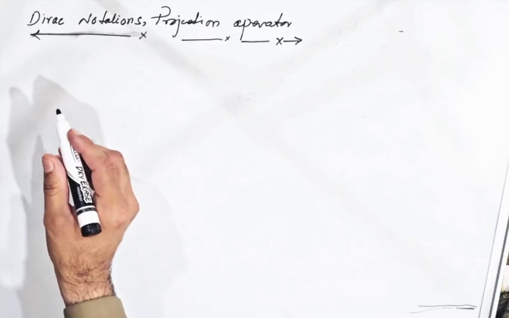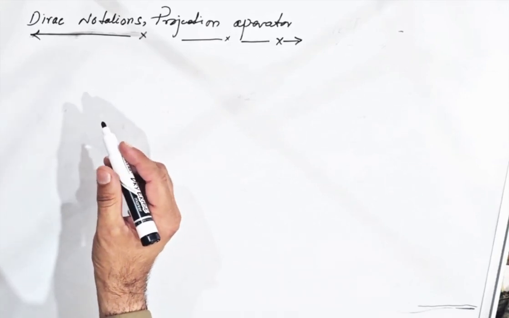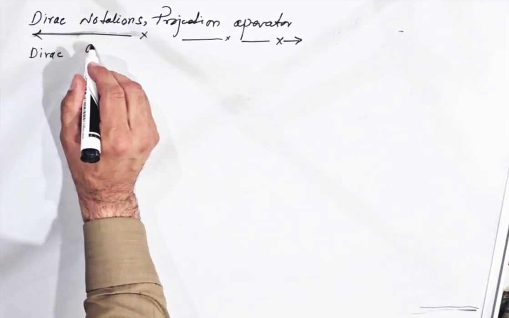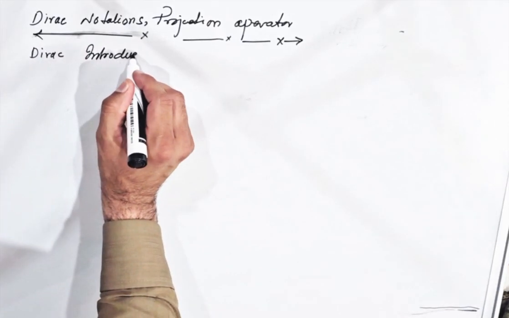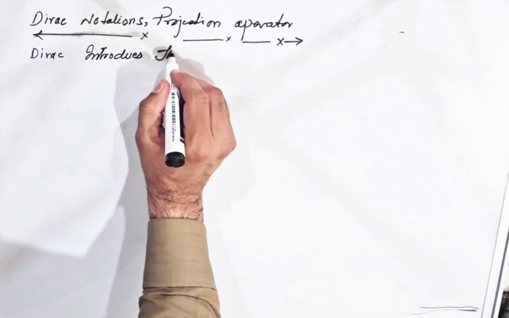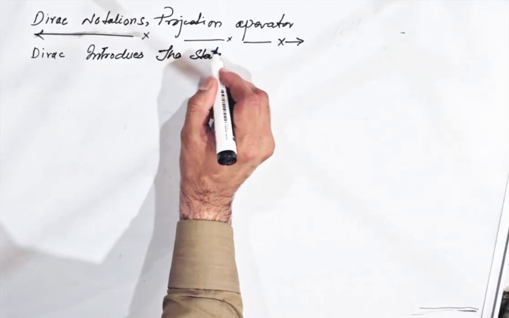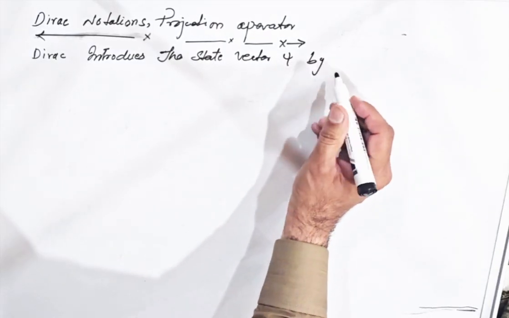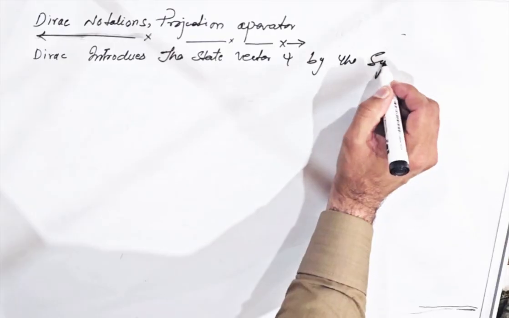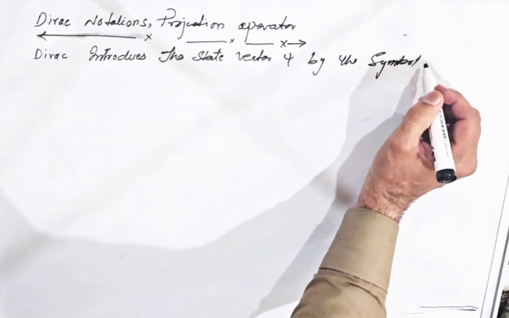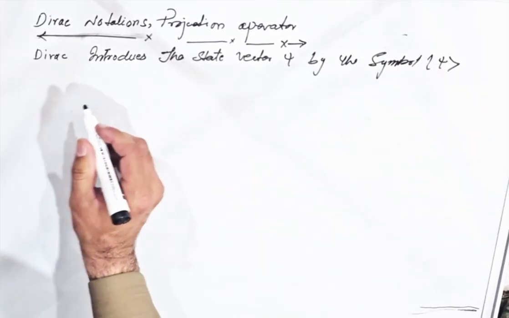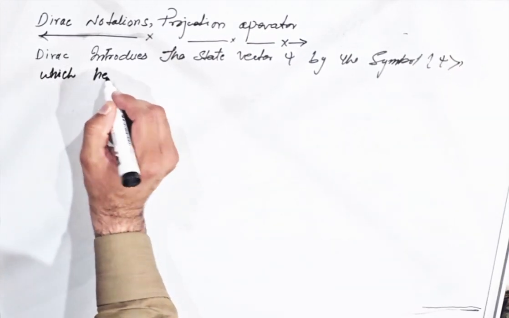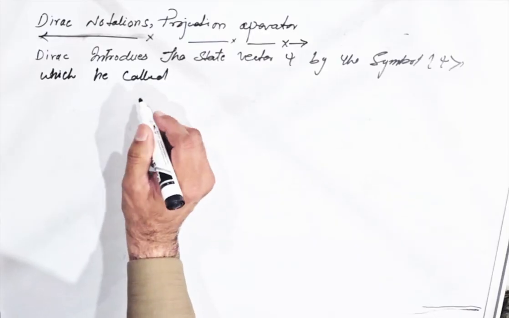Today, our lecture is about Dirac notations, projection operator. Dirac introduces the state vector psi by the symbol, which he called a ket.